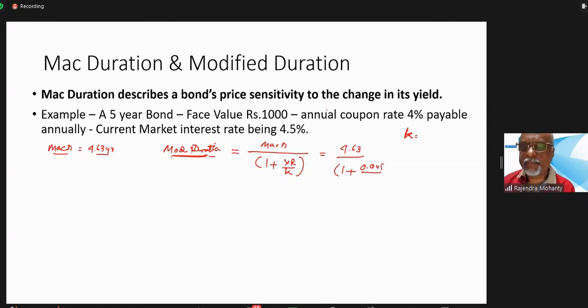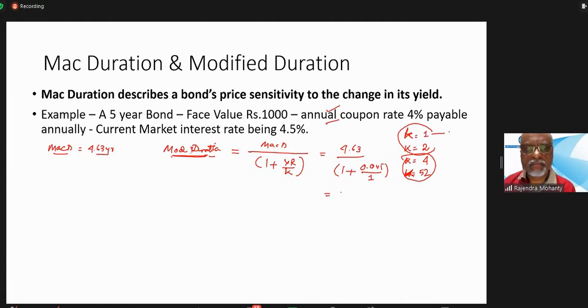So whenever coupon is paid annually, K is always 1. When coupon is paid half yearly, K will be 2. When coupon is paid quarterly, K becomes 4. Like if it is paid weekly, K will become 52, monthly 12. These are not to be asked. So only remember K is 1 when the coupon is paid annually and K is 2 when it is paid half yearly. So here, since the coupon is paid annually, K will be 1.